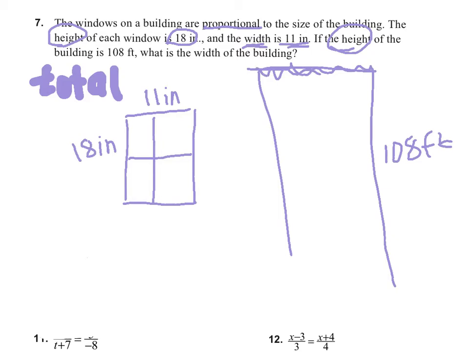Now, since they give me two rectangular objects and they tell me that these two objects are proportional to each other, that's how I set up to solve the problem. So I'm going to put the height of the window, 18 inches, on top. And I'm just going to go ahead and label that height so that you know where it came from. So that was the height.